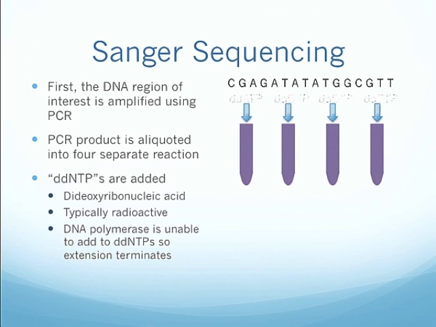Each aliquot will receive a different ddNTP. The first tube will get a ddATP, the second will get a ddGTP, etc. Then each aliquot is PCR'd again. The addition of ddNTPs by Taq polymerase is random, so sometimes a regular dNTP will be added, and sometimes a ddNTP will be added, which will result in the termination of that extension.